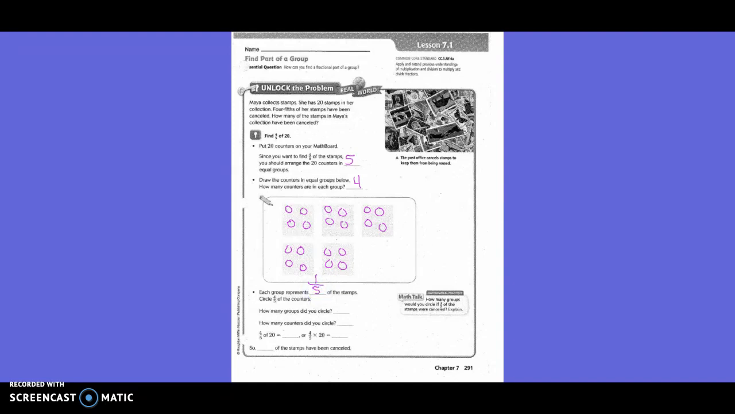How many groups do we need to circle? So we want 4/5, right? So how many of those 1/5 do we need to circle? 4 of them. So we need to circle 4 groups. So we circled 4 groups. How many counters did we circle? So we had 4 groups of 4, so how many did we circle? 16. So 4/5 of 20 equals 16, or 4/5 times 20 equals 16. So 16 of the stamps have been canceled.